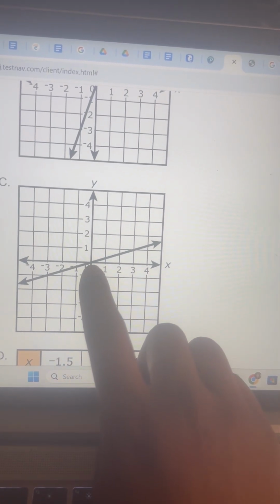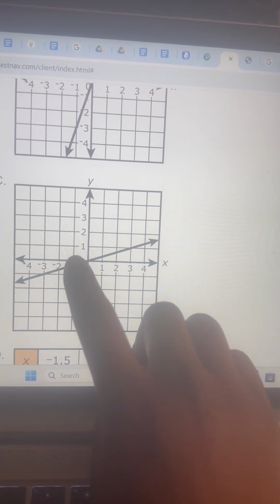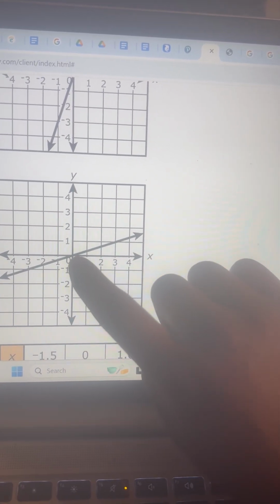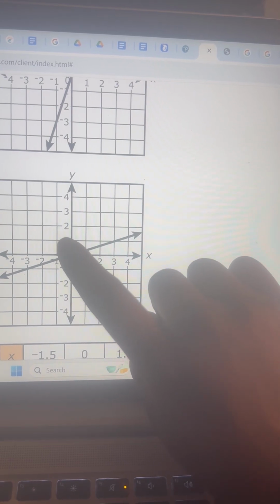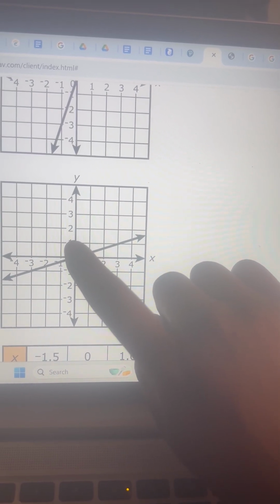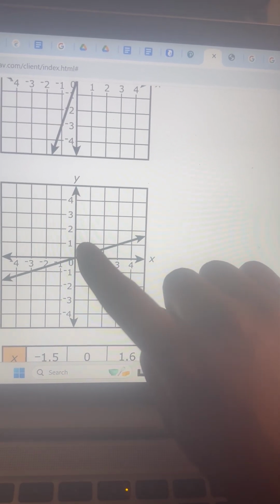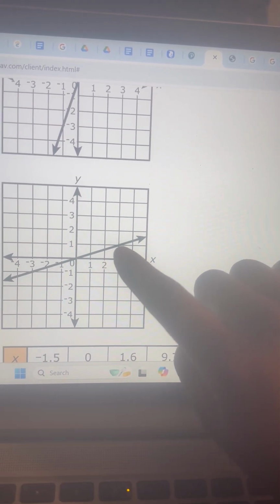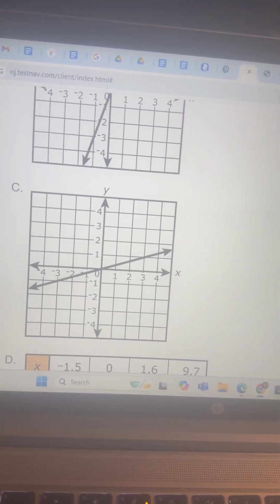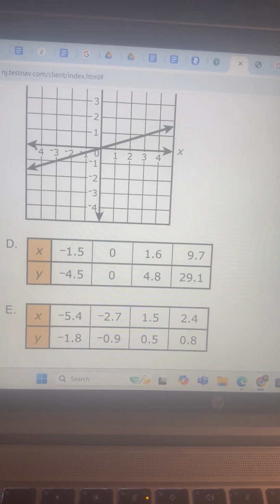Let's look at option C. Option C, let's find a coordinate on the graph. Let's go with this one, right? You're going up 1 for the rise, and you're going over for the run 3. 1, 2, 3. That's 1/3. 1 over 3. So this graph is correct. Graph C is correct. The rate of change is correct.